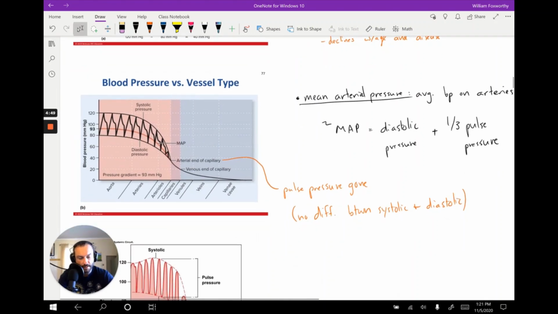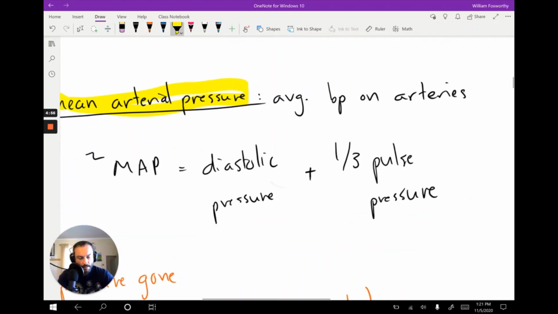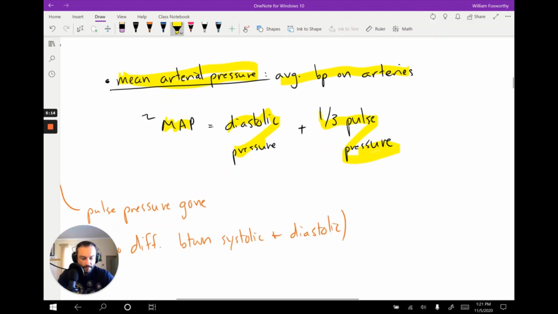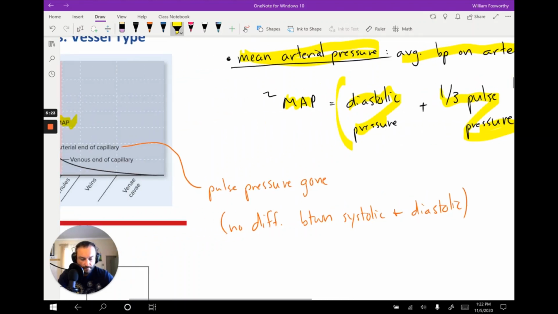Another measurement, illustrated on this graph, is the mean arterial pressure, or MAP. The mean arterial pressure is the average blood pressure in your arteries. You can estimate it by taking the diastolic pressure and adding a third of the pulse pressure. You would do that because those are two things that are easy to measure. If you just take blood pressure, you get the systolic number and the diastolic number, and you can easily make this estimation with those two numbers.